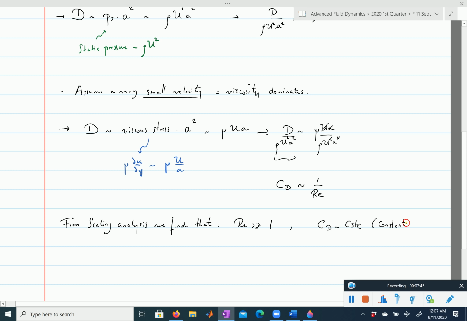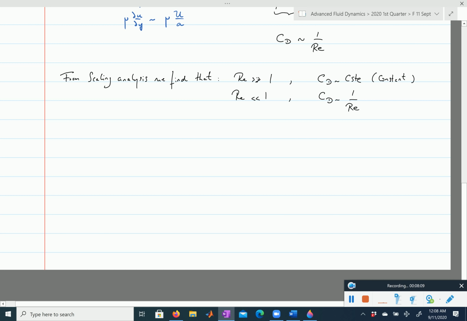And on the other hand, when the effect of viscosity are dominant, so when the Reynolds number is really small, from scaling analysis, we expect the drag coefficient to be scaling with 1 over the Reynolds number, and that is simply from a scaling analysis, right? So is that verified experimentally?